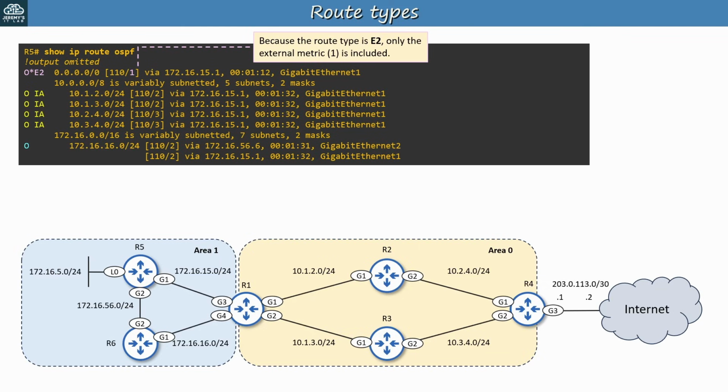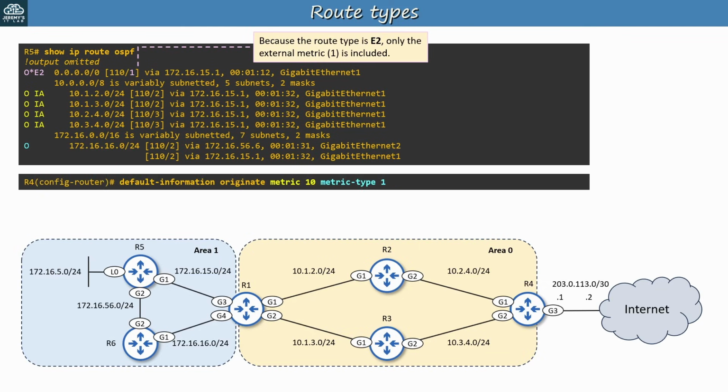To finish up, let's check out the other external route type, Type 1. On R4, I changed the default-information originate command, adding metric 10 and metric-type 1. Before we look at R5's routing table again, what do you think the cost of R5's default route will be now? Type 1 external routes include both the external metric, 10 in this case, and the cost to reach the ASBR.